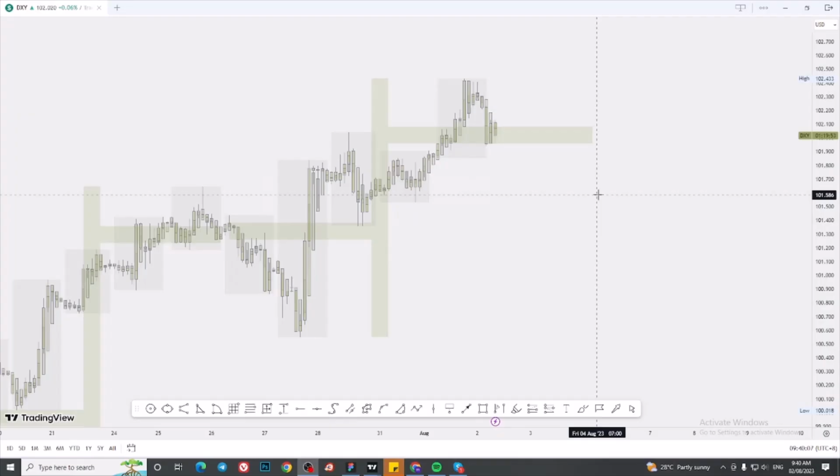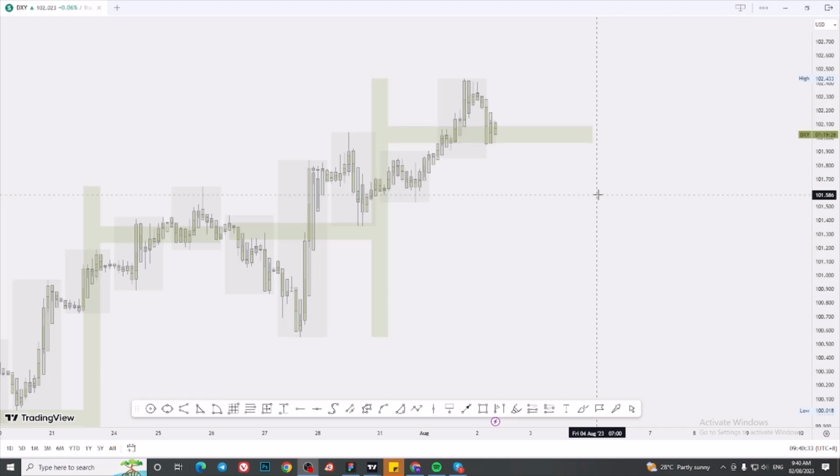Hello, good morning, guys. Today we will talk about the DXY. What are the possible scenarios of DXY based on the movement? So let's start our discussion today about the DXY. Based on our view, DXY is very bullish in this scenario.